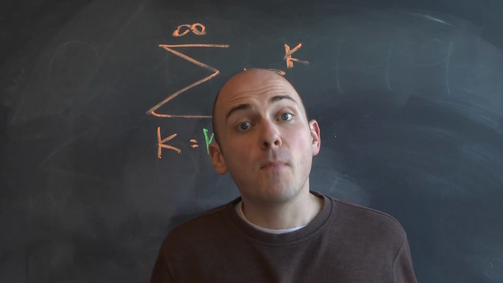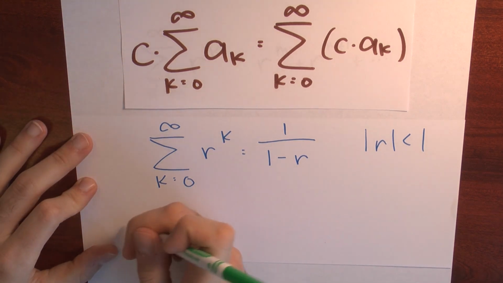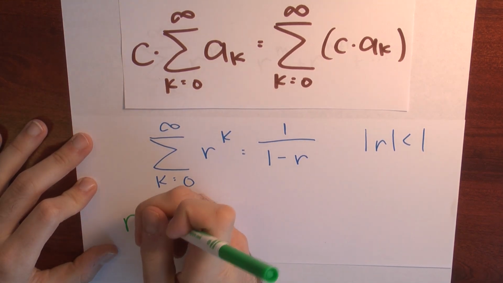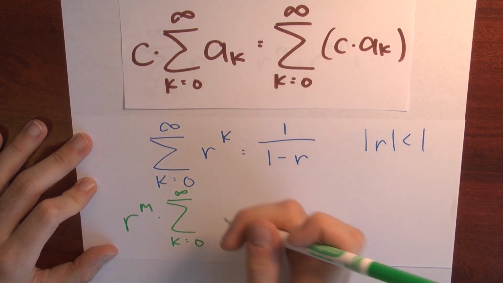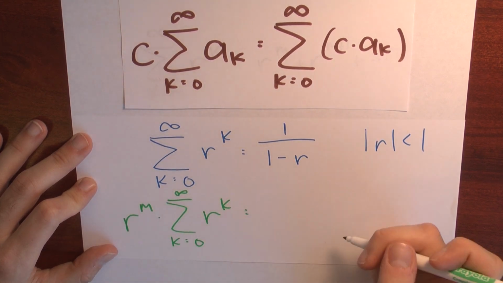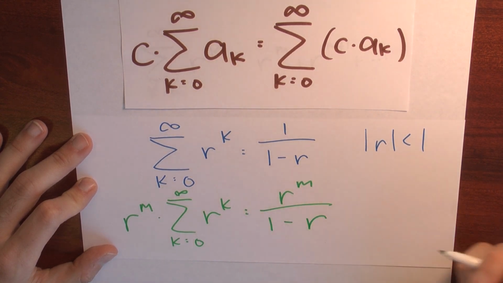So in this case, I'll multiply by r to the m. So let me write that down. I'm going to multiply both sides by r to the m. So it'll be r to the m times the sum k goes from 0 to infinity of r to the k is r to the m over 1 minus r.